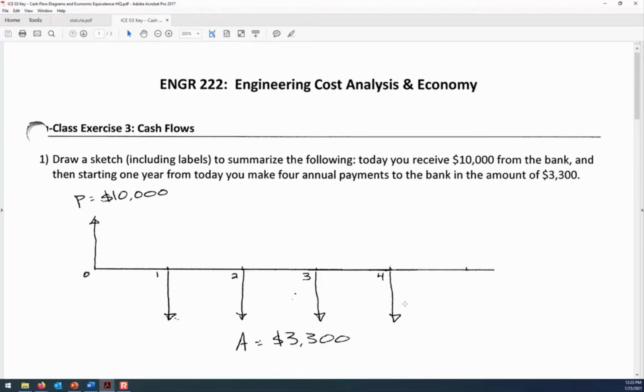And so it hasn't told us any interest rate there. We could calculate i. There are formulas that relate a lump sum P to a uniform amount A. We could calculate that. But this is the cash flow representation of it. So any questions about this first one? Money that you get is up, money that you pay is down.